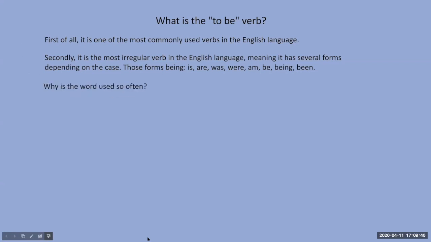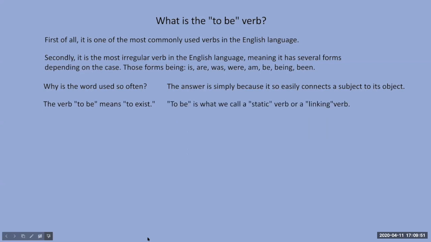Why is the word used so often? The answer is simply because it so easily connects a subject to its verb. The verb to be means to exist. To be is what we call a static verb or a linking verb. The car is red. The verb is links the car to the color red.